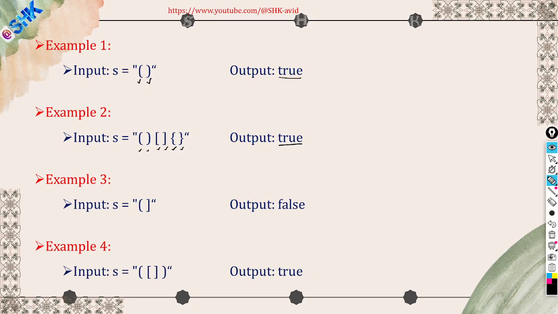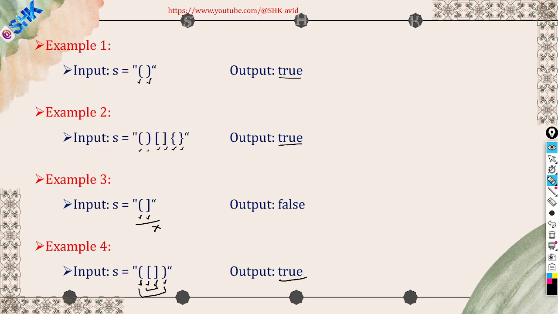Now if you observe example 3, S consists of open braces and closed braces, but these are not a valid pair. So we are going to return false as output. Example 4: open braces, open braces, closed braces. The closed braces correspond to the open braces. Then we have another closed braces, which corresponds to the other open braces. So as it is a valid pair, we are going to return true.